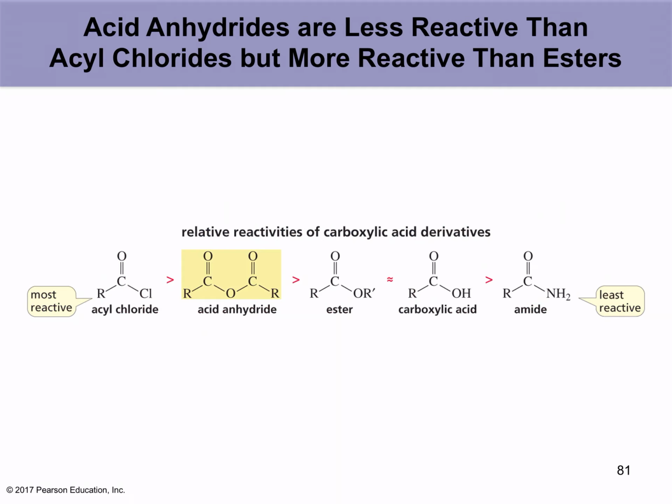Acid anhydrides are less reactive than acyl chlorides but more reactive than esters. Most reactive are going to be acyl chlorides, and esters are going to be less reactive than acid anhydrides, so acid anhydride stays between these two.